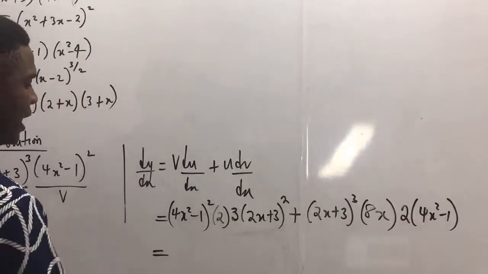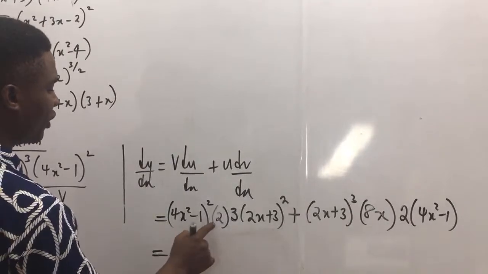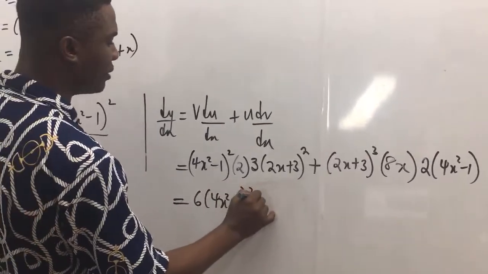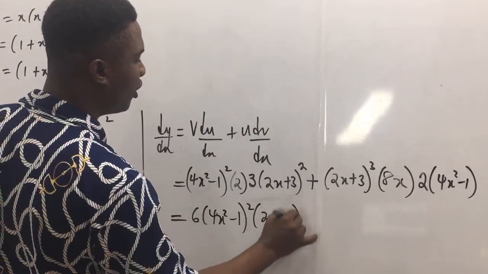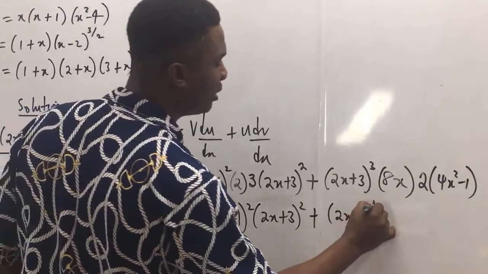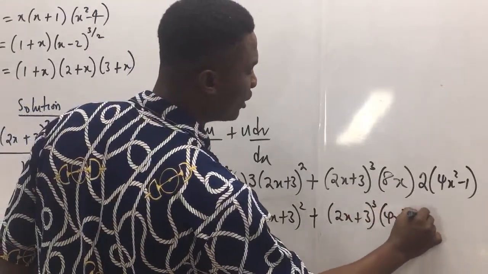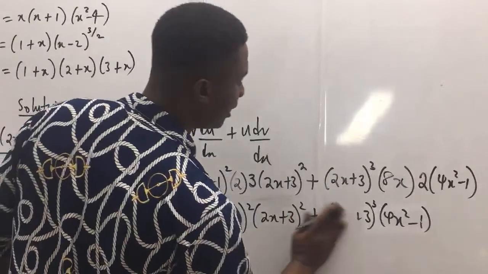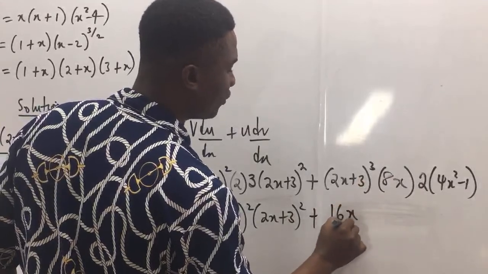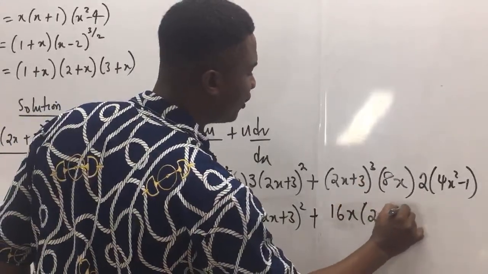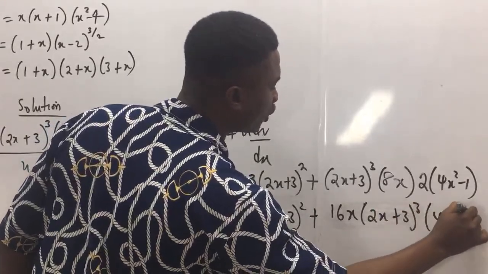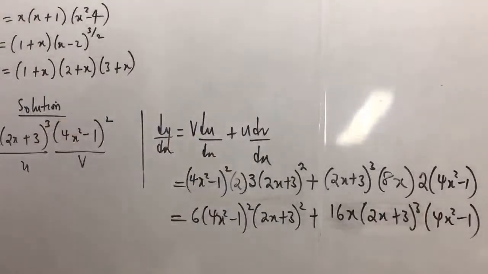Now, if you want to simplify, let's simplify. So this will give us 3 times 2 is 6. I will write this as (4x squared minus 1) all squared, (2x + 3) all raised to power 2, plus (2x + 3) raised to power 3, (4x squared minus 1). Better still, we could just put this as 8 times 2 is 16. I'm going to put here 16x (2x + 3) raised to power 3 and (4x squared minus 1). And this is the derivative of this function.